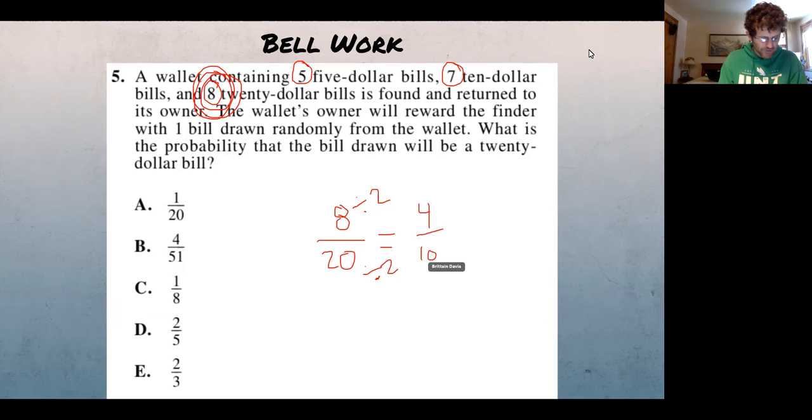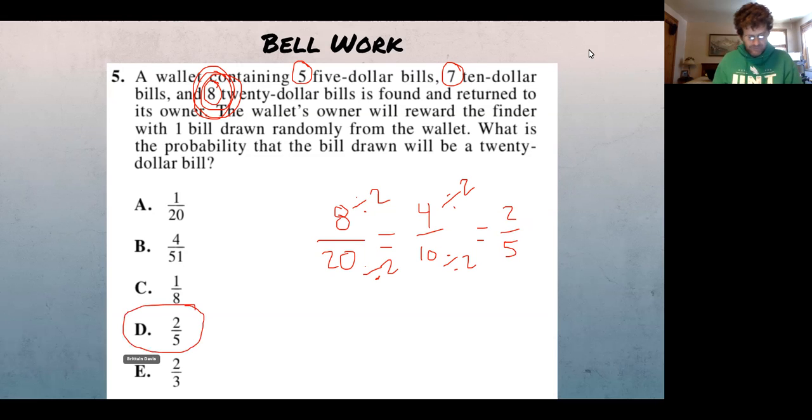Again, that's not an answer choice, but I can see that I can divide this even further. I'm going to divide this by 2 again. And that gives me 2/5. Now this seems to be as simple as I can get that fraction to be. And sure enough, that's my answer D. So from the beginning, I could have just divided this 8 and 20 by 4, and I would have gotten my final answer. But we can do it either way.